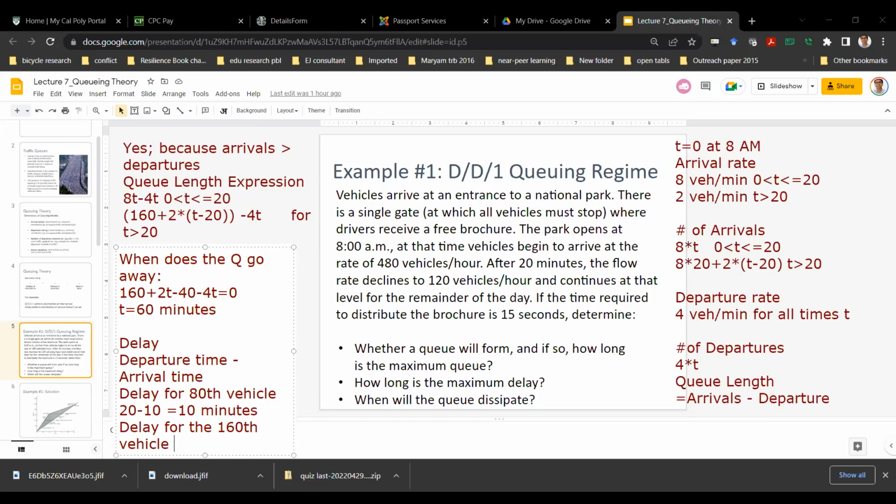The vehicle arrives at t equal to 20. No, it arrives at t equal to 20. When does it depart? When does the 160th vehicle depart? Equal to 40, right? Because the departure rate is always 4 times t. So to figure out the delay for the 160th vehicle, you figure out the departure time.